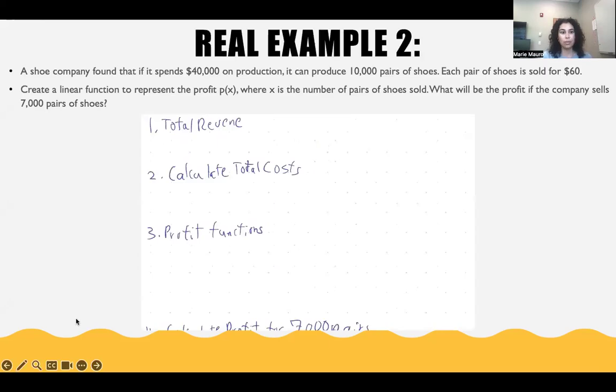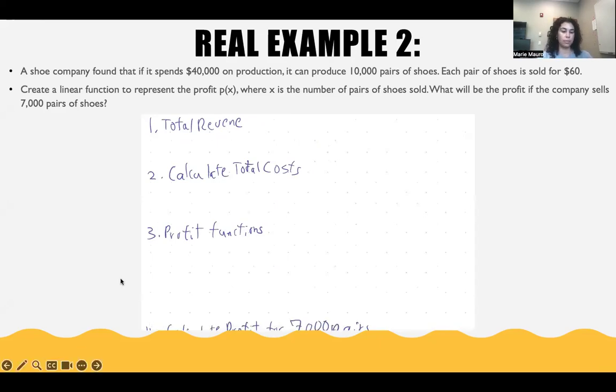Real example number 2. A shoe company found that if it spends $40,000 on production, it can produce 10,000 pairs of shoes. Each pair of shoes is then sold for $60. So we're going to create a linear function to represent the profit, P of x, where x is the number of pairs of shoes sold. What will be the profit if the company sells 7,000 pairs of shoes?